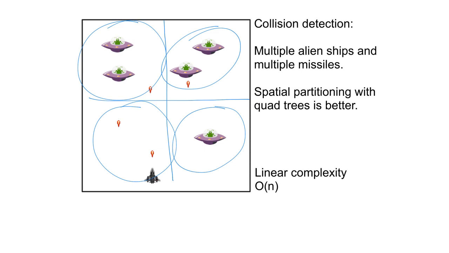So how this would be done programmatically is that you would have a loop that goes through all the alien ships and decides which quadrant they're in, and it adds them to a list for that quadrant. It'll do the same thing for the missiles, and it'll add all the missiles into the quadrant that they belong to, and what you end up with is 4 lists, and you only need to check the objects in each list against the objects in that list. For objects that span more than one quadrant, you simply add them to both lists. It's not a big deal.